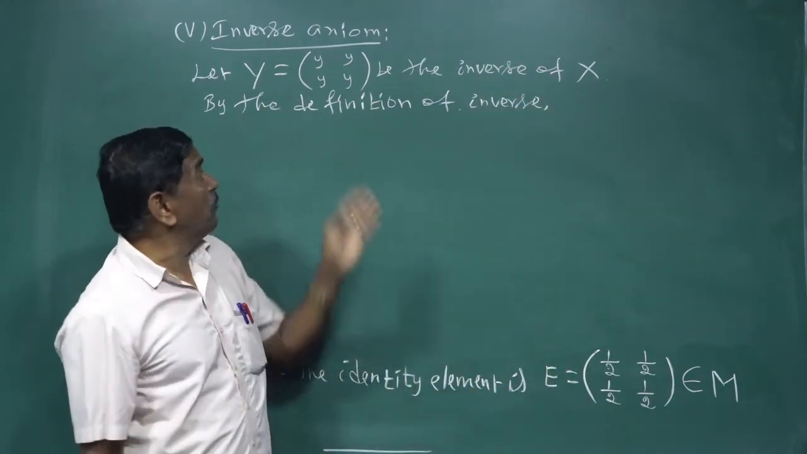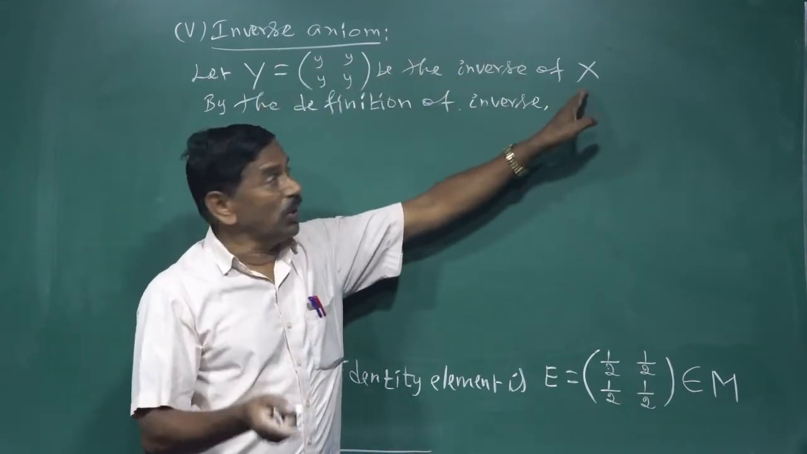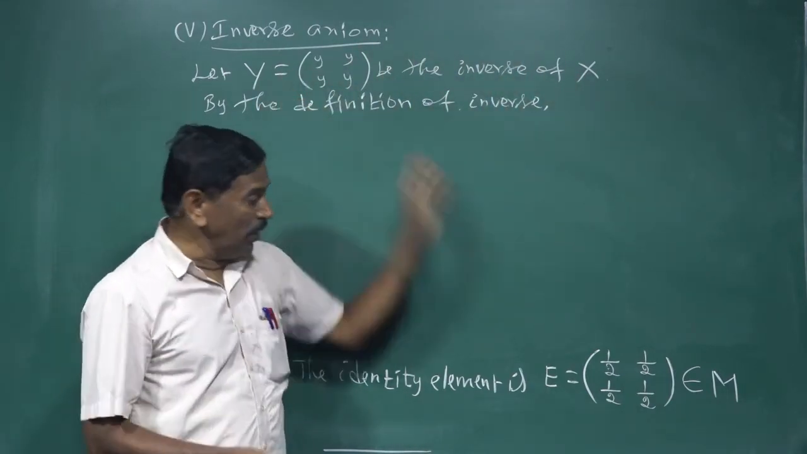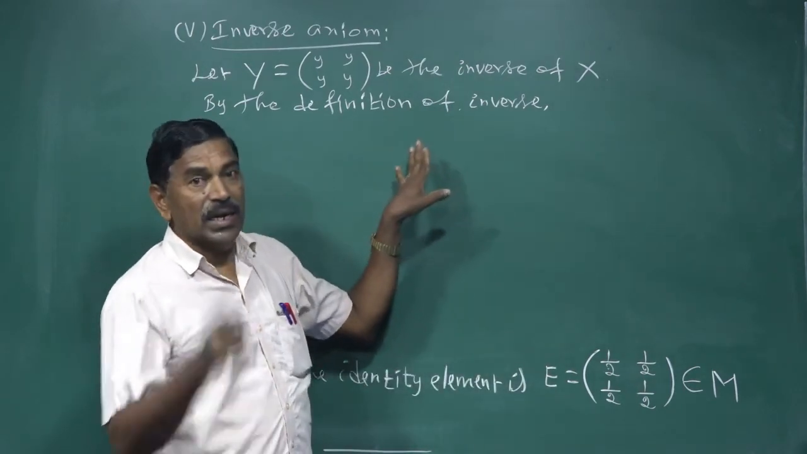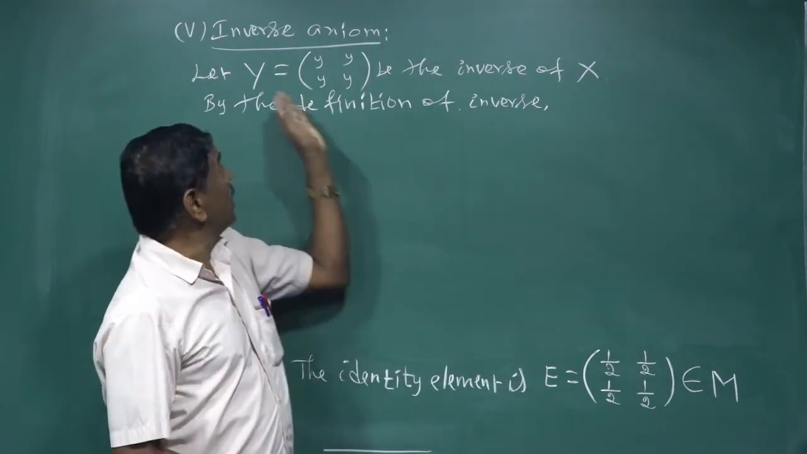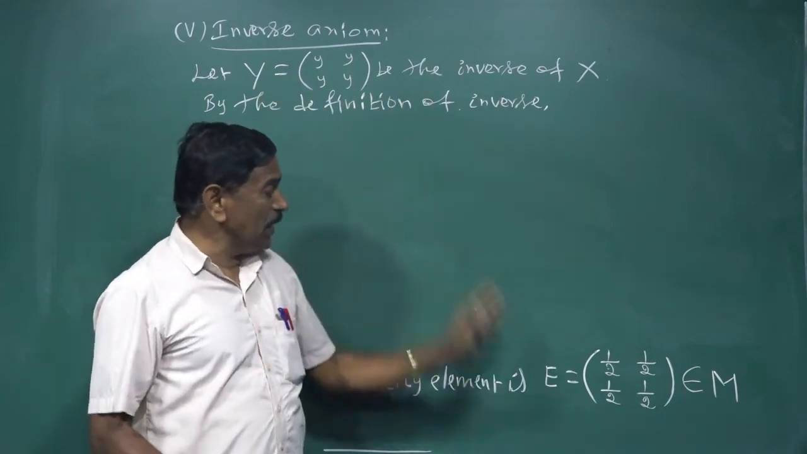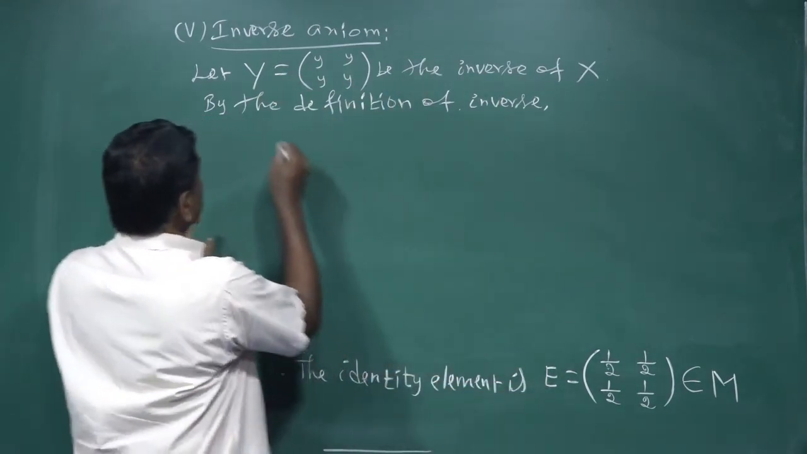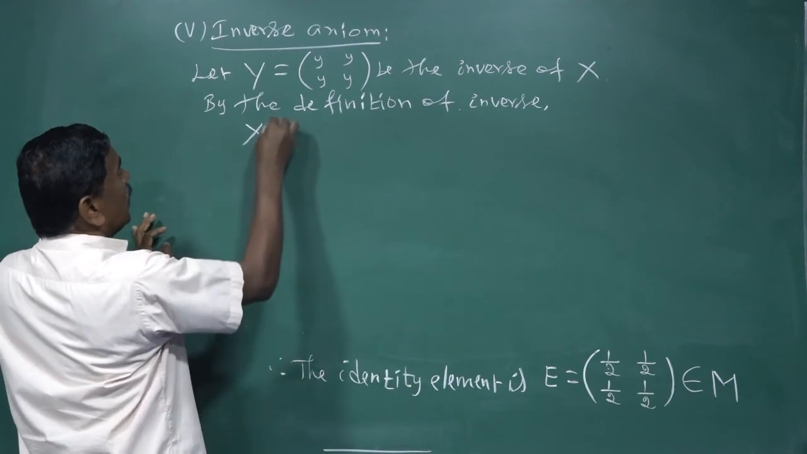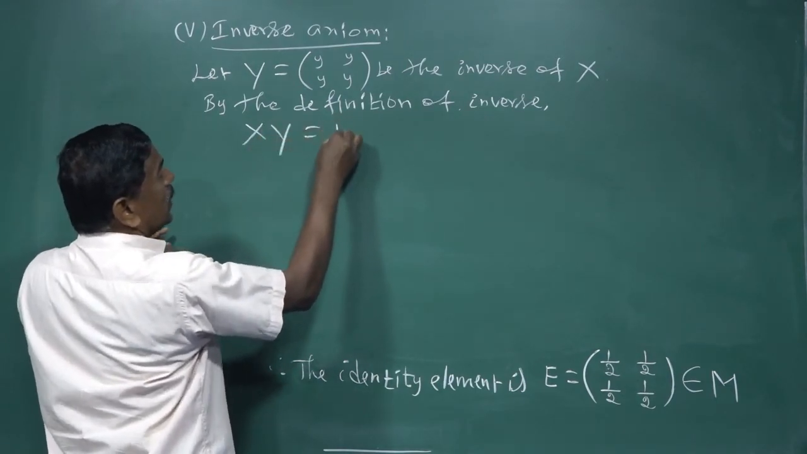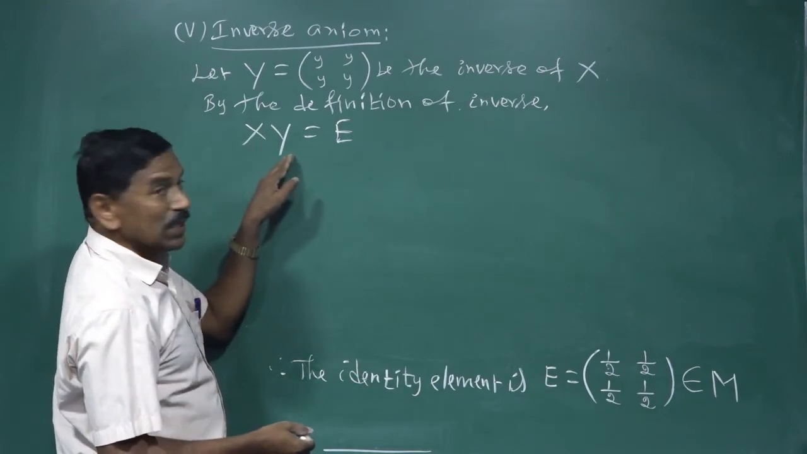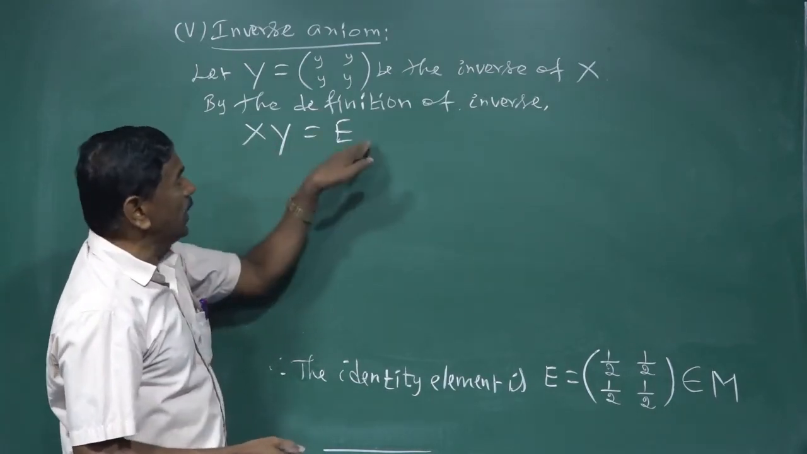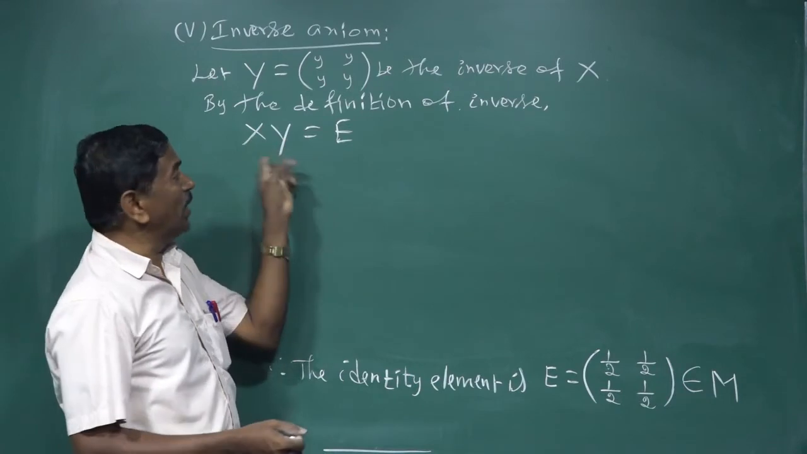By the definition of inverse, x into y is equal to y into x is equal to E. Now, forgetting the center, let us consider the first and last, that is, x into y is equal to E. But in the middle we have one more step, that is, x into y is equal to y into x is equal to E. We are forgetting the center, taking first and last.